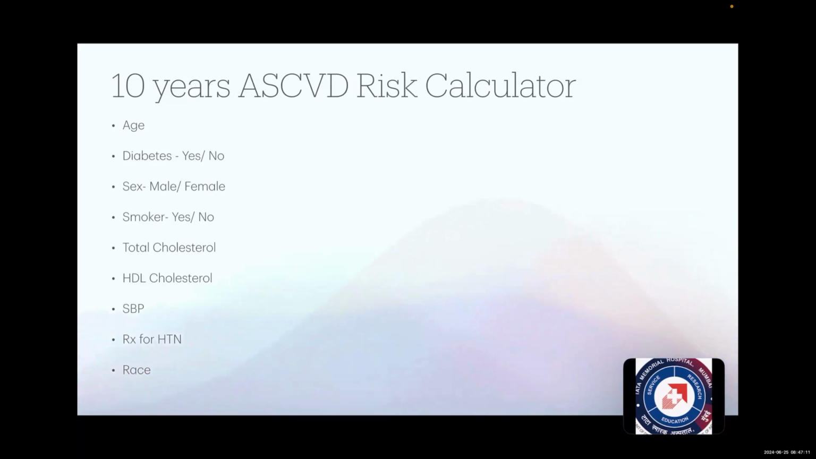The parameters calculated by this risk calculator are age, diabetes, whether the patient is diabetic or not, the sex of the patient, whether he is a smoker or not, the total cholesterol and HDL cholesterol, the systolic blood pressure of the patient, whether he is on any treatment for hypertension, and the race.